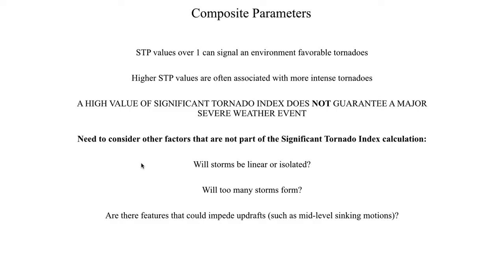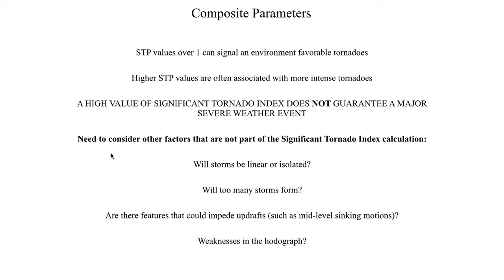Also, features that can impede the updraft. So we talked about convective inhibition, which is usually something that occurs near ground level. But you can also have features that can impede updrafts that are occurring well above ground level, such as sinking motions in the mid-levels or in the jet stream layer, which can produce regions of relatively stable air, which can either prevent thunderstorms from going up at all or can weaken thunderstorms that do go up.